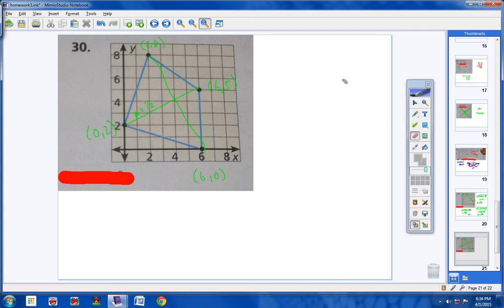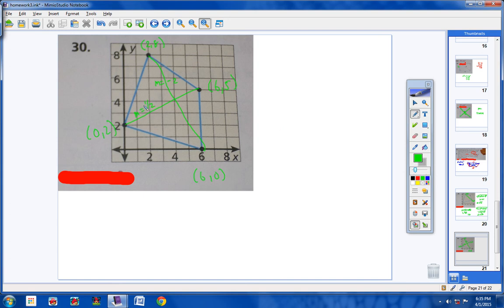Now, let's find the slope of this line right here. So y minus y, 8 minus 0, x minus x, 2 minus 6, that would be 8 over negative 4, which would give us a negative 2. So this line right here has a slope of negative 2. Now, are they opposite? Yes, their signs are different. Are they reciprocal? Yes. If you flip 2 over 1, you get 1 over 2. So those two lines are completely and totally perpendicular.